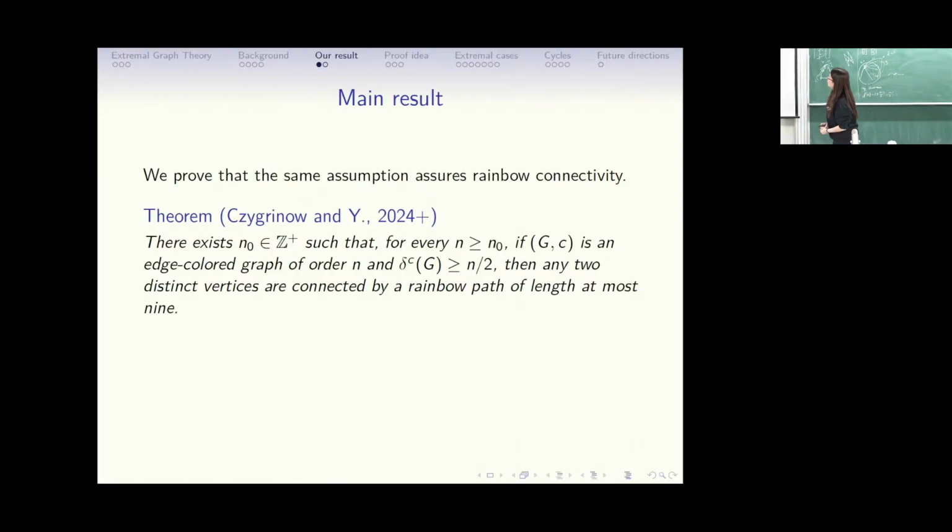More precisely, we can only do it for sufficiently large graphs. We show that there exists an integer n naught such that for every n at least n naught, if the edge-colored graph GC of order n has minimum color degree at least half of n, then any two distinct vertices are connected by a rainbow path, and moreover are connected by a rainbow path of length 9.